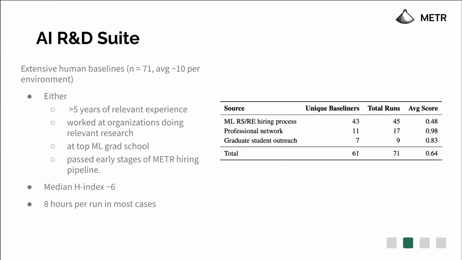The other thing that's really important that we talked about is human baselines. So we have a bunch of really talented baseliners. They came from three main sources. We reached out to PhD students at top grad schools. We reached out to people in our professional networks, people who had 5+ years of relevant experience or worked at top organizations, labs and other research places, where we knew they were really talented. Also, we used this as the final stage in our hiring pipeline. So people had to pass a pretty high bar before we used them for baselines.